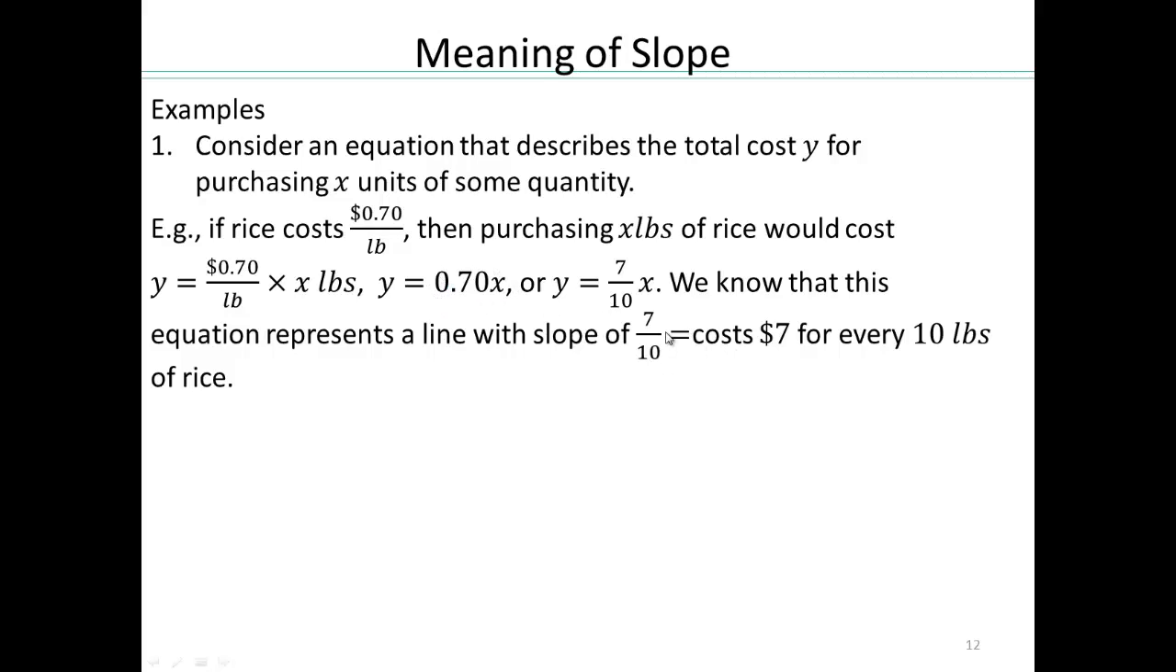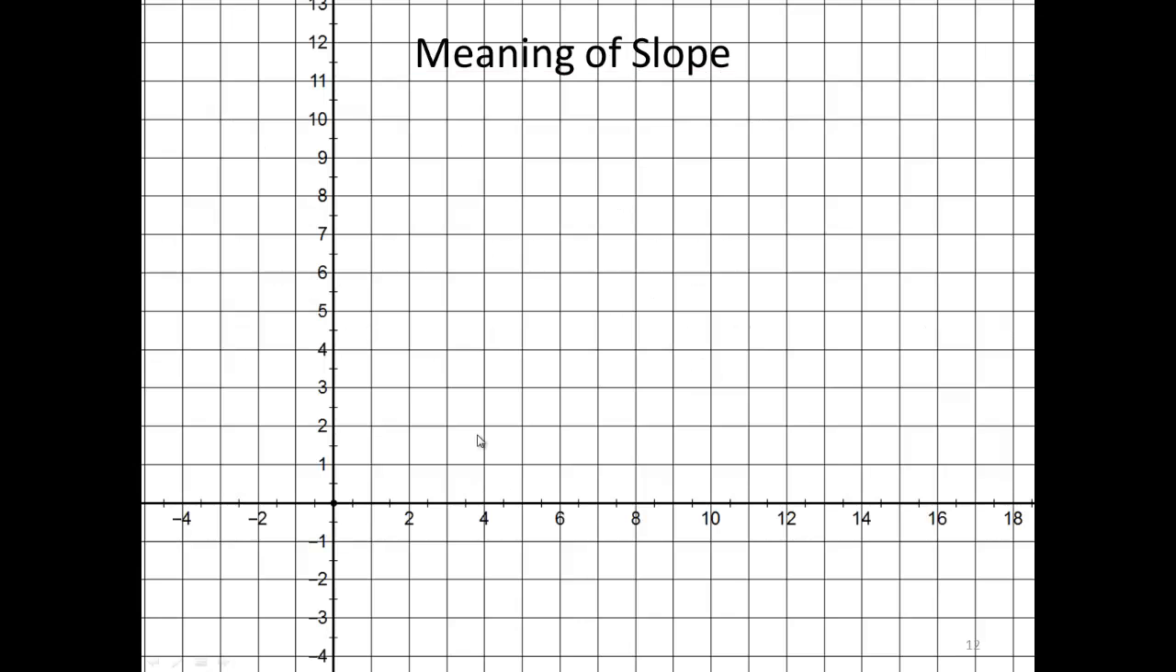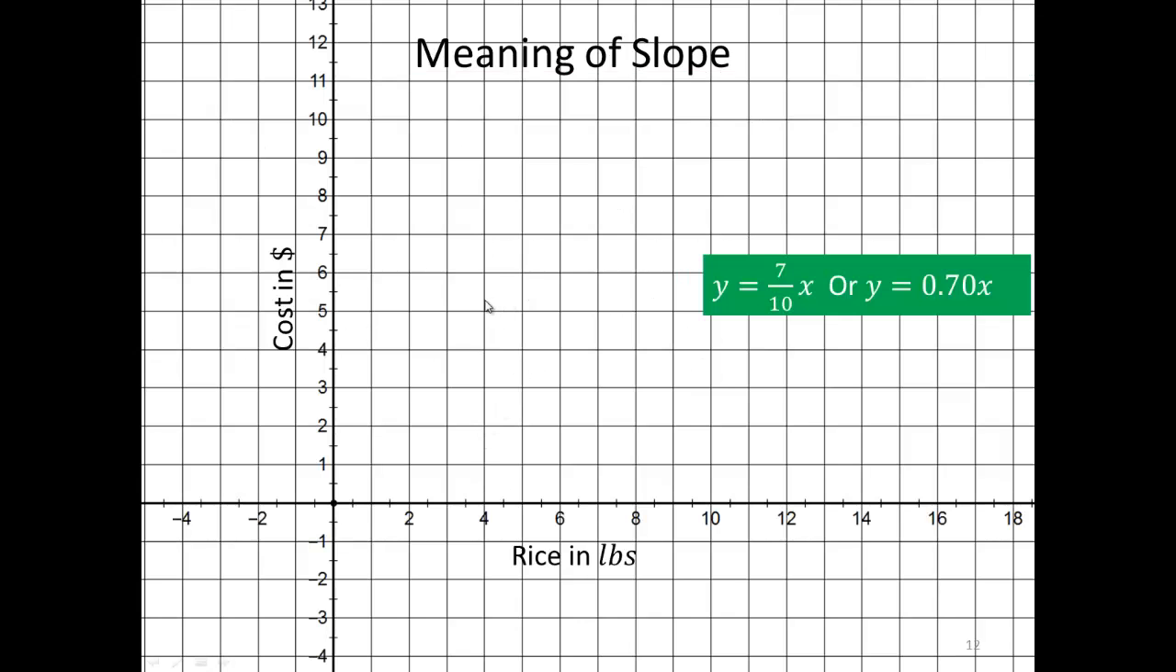Okay, so basically 70 cents, or 7/10, means what? It costs $7 for every 10 pounds of rice. That's another way to think of this. So meaning of the slope, let's see what it means in terms of the graph then.